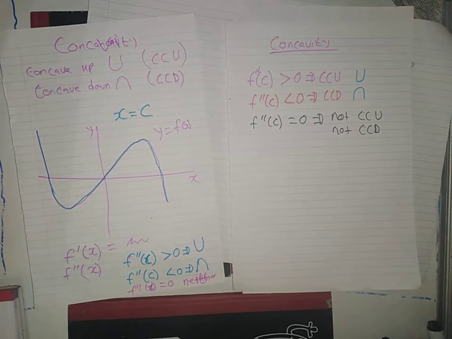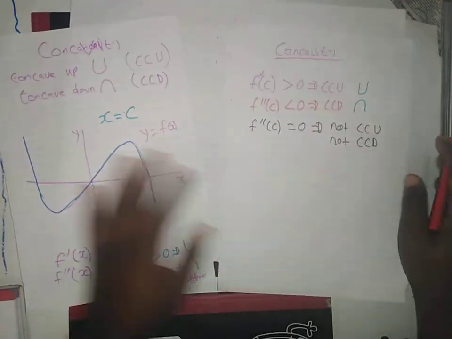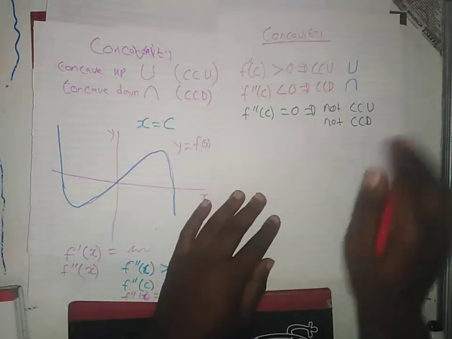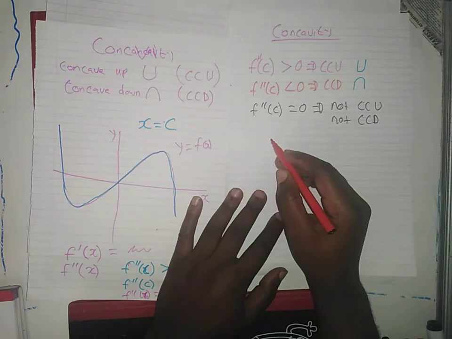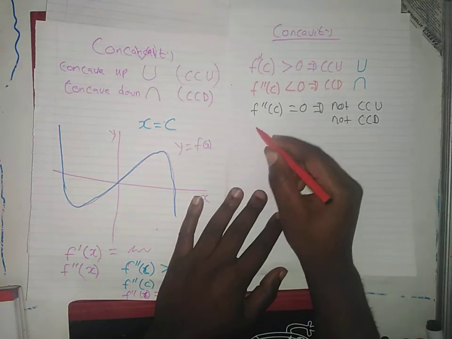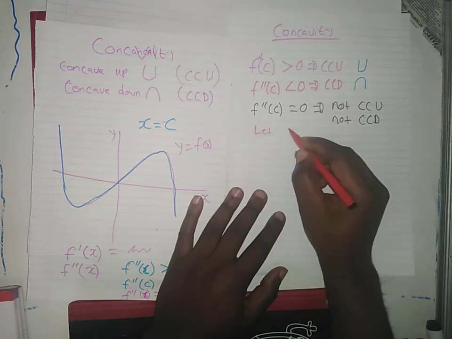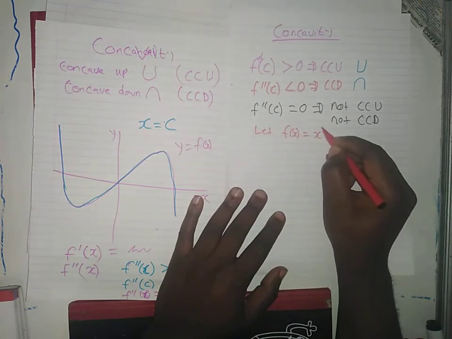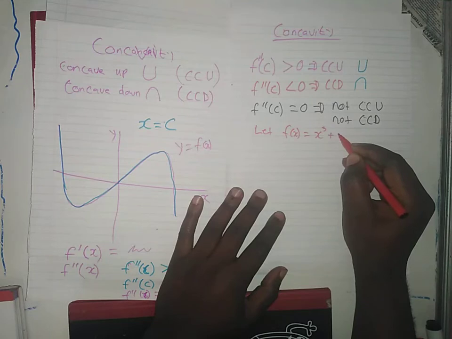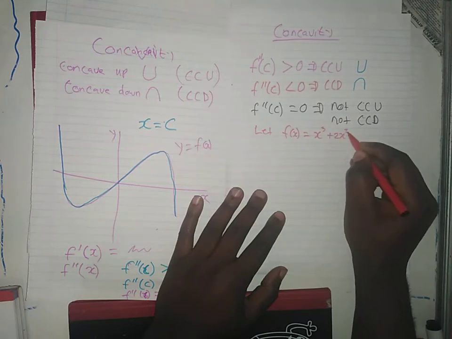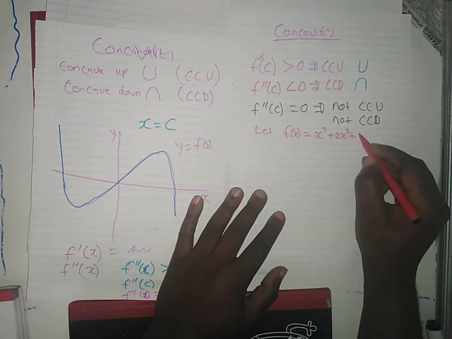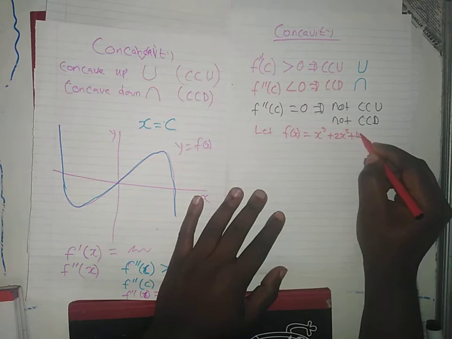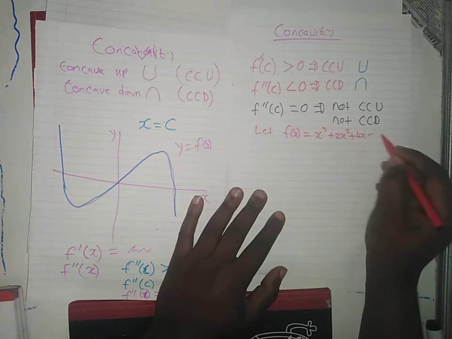All right, so let us take an example so that we can see how we deal with these issues of concavity. In this example, you will do the following. Let's say they give you the function f at x equal to, say, x to the power 3 plus 2x squared plus 4x minus, say, 2.